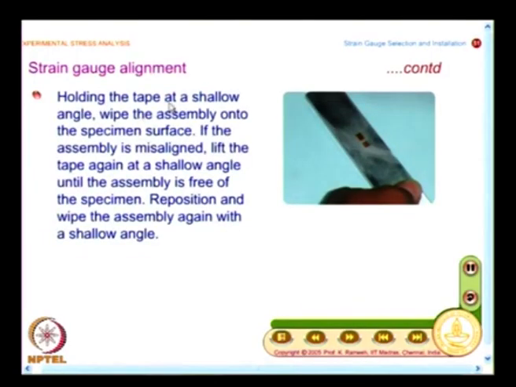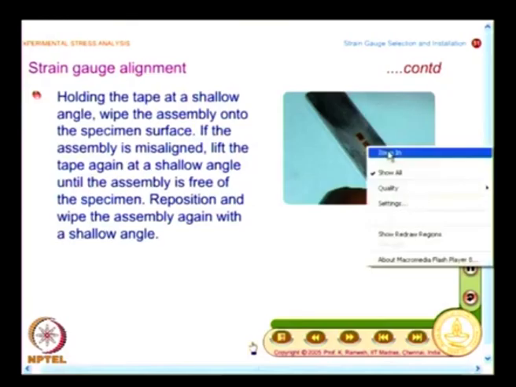And again, holding the tape at a shallow angle, wipe the assembly onto the specimen surface. If the assembly is misaligned, lift the tape again at a shallow angle until the assembly is free of the specimen. Reposition and wipe the assembly again with a shallow angle. So, this is what you get finally. I could see the strain gauge and the terminals aligned on the layout line marks satisfactorily. I have a line here and this is aligned with that.